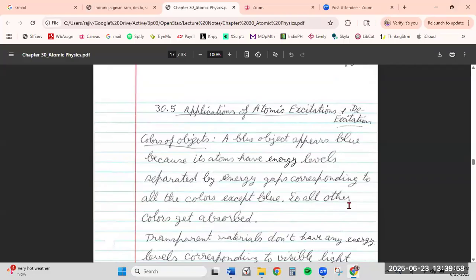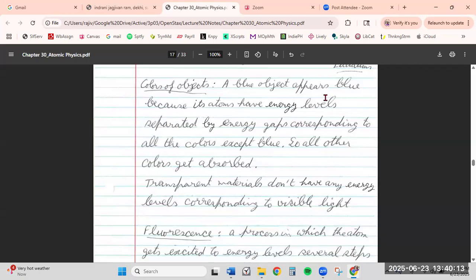And some more applications of what happens when atoms go from ground state to excited state. So there are different possibilities in nature. Starting with how objects attain their colors. So if you have a blue object, it appears blue because its atoms have energy levels separated by energy gaps corresponding to all the colors except blue. So all the colors get absorbed by these atoms, but blue is not. And that is why when light reflects from this object, you see blue light, but you don't see other colors.